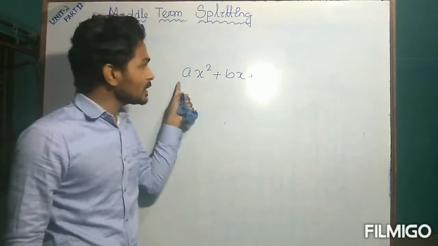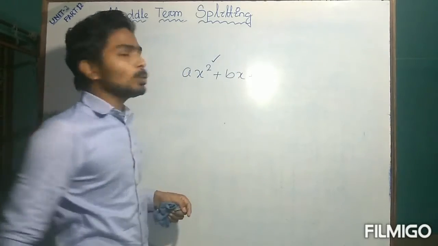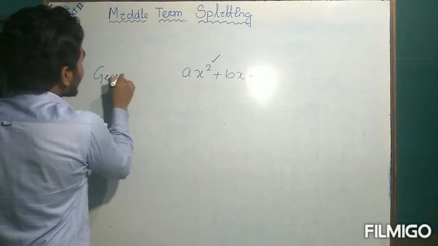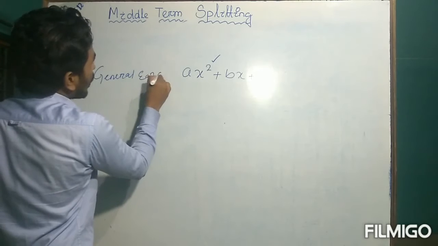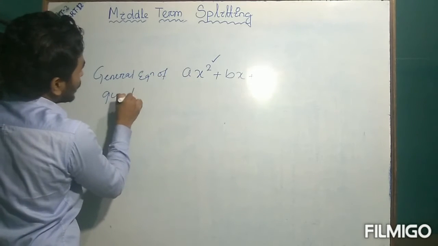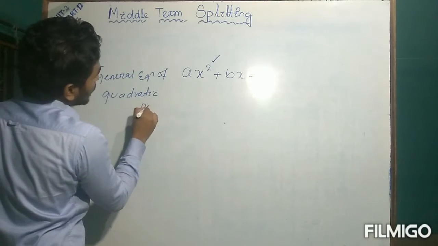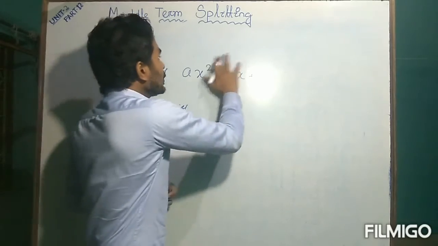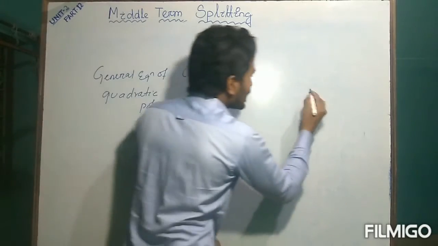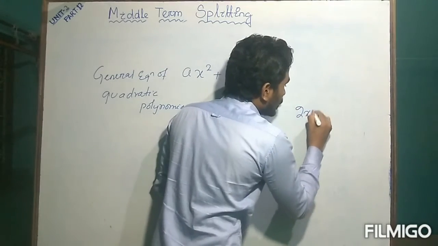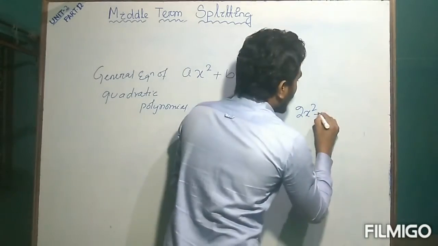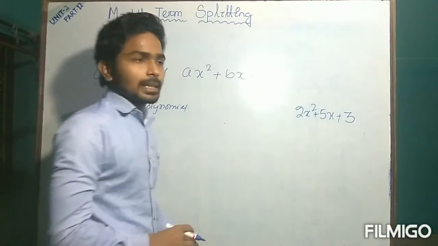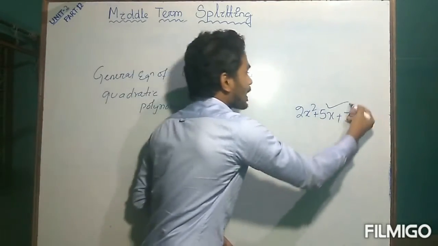This is a quadratic polynomial. As you can see, the highest power is 2, so it is a quadratic polynomial. This is the general form of a quadratic polynomial. Clear? Now compare it with a quadratic polynomial like 2x square plus 5x plus 3, which is also a quadratic polynomial.